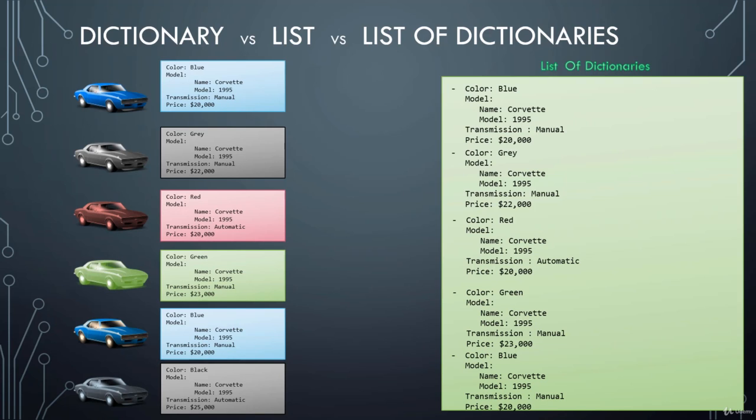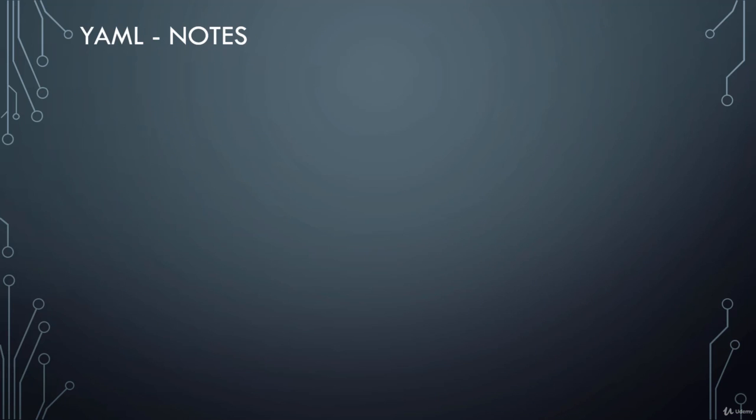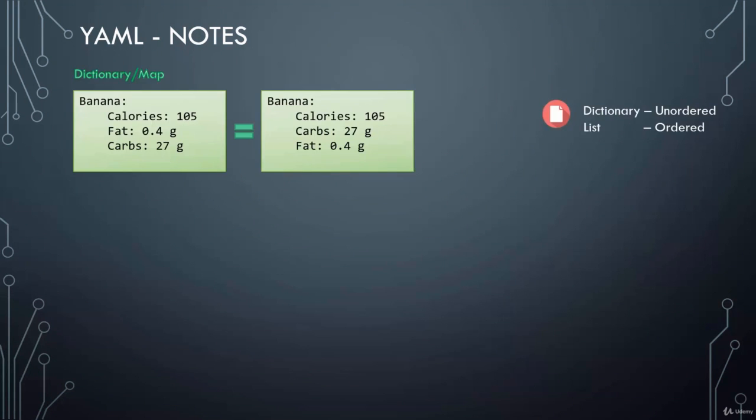Before we head over to exercises, let's take a look at some key notes. Dictionary is an unordered collection, whereas lists are ordered collection. So what does that mean? The two dictionaries that you see here have the same properties for banana. However, you can see that the order of properties, fat and carbs, do not match. In the first dictionary, fat is defined before carbs, and in the second dictionary, carbs comes first, followed by fat. But that doesn't really matter. The properties can be defined in any order, but the two dictionaries will still be the same as long as the values of each property match.